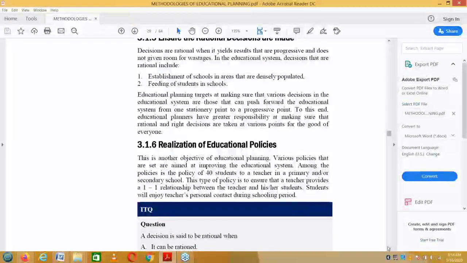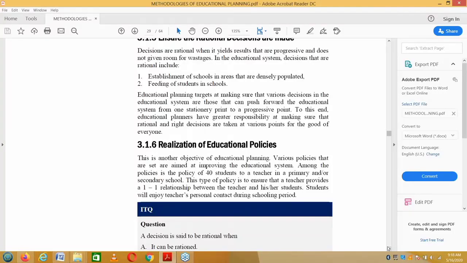Various policies are also aimed at improving the educational system. Among them is the policy of 40 students to a teacher in a primary or secondary school. This type of policy is to ensure that a teacher provides a one-to-one relationship between the teacher and a student, so students will enjoy teachers' personal contact during the schooling period. This is one of the educational policies.